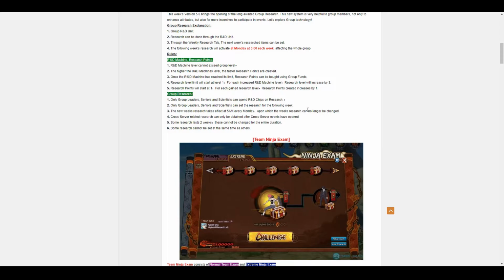Research points will start at 1 for each gained research level. Research point created increases by 1.